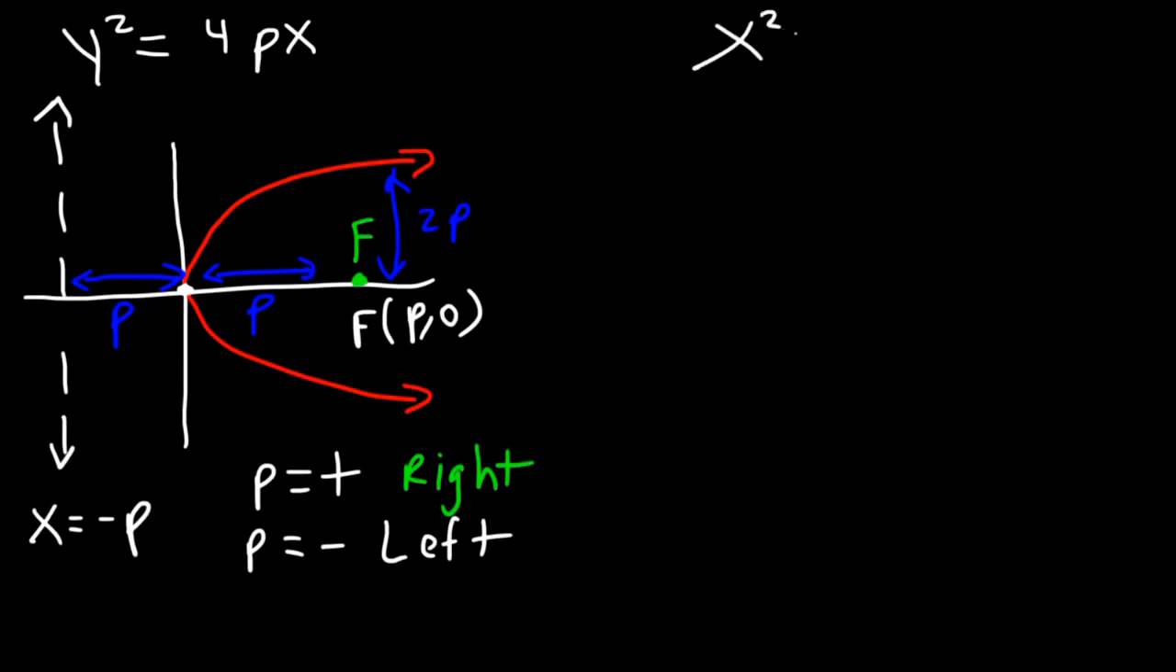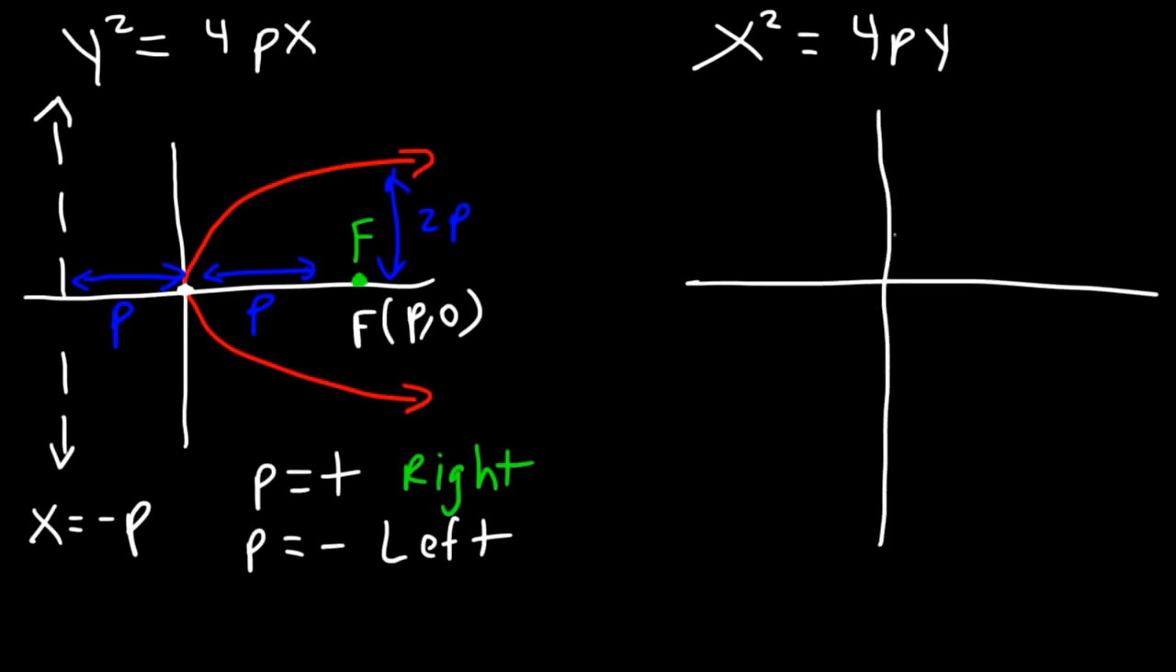Next we have this equation, x squared is equal to 4py. So this one is going to open up and down. I like to see it as y is equal to something x squared, because that's basically a parabola that opens up or down. If p is positive, it's going to open up. If p is negative, it's going to open down.